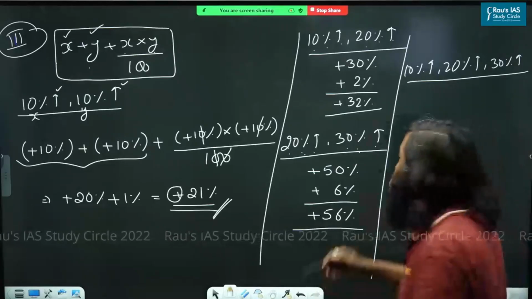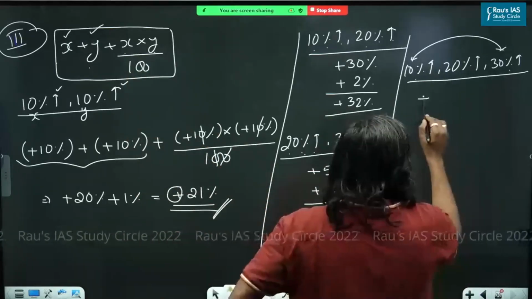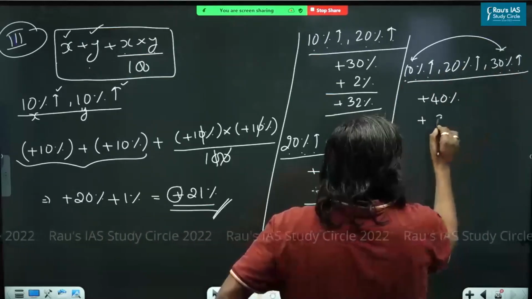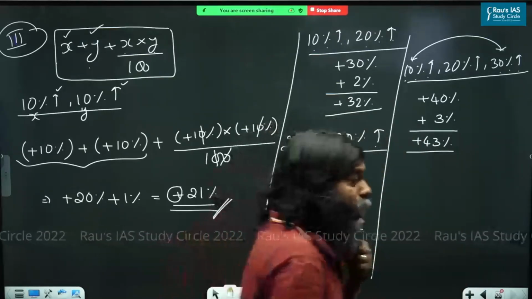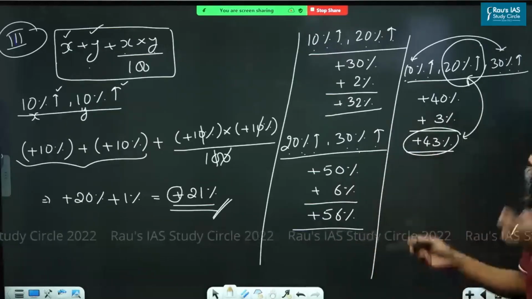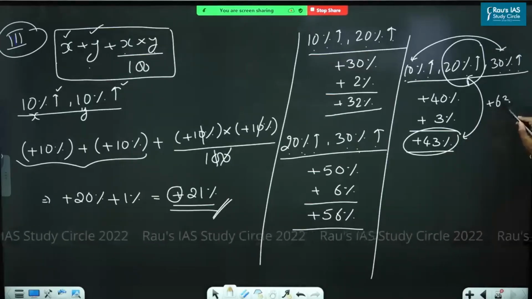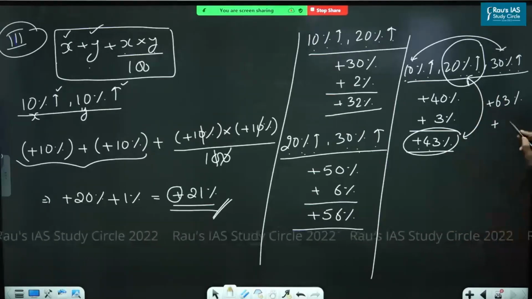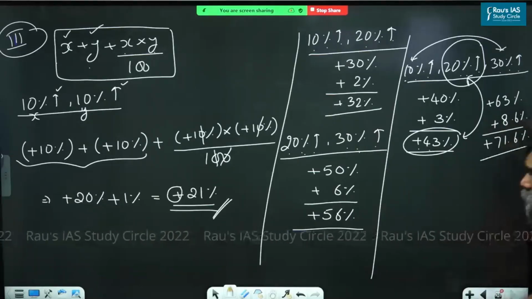For example, I am considering these 2. First, apply this formula: plus 10 plus 30, that is plus 40. Then plus into plus is plus: 10 into 30 is 300, divided by 100 is 3. So what is the net? 43%. Whatever you get, combine with the left out one. Now, one more time apply the formula. Anyone is X, anyone is Y. Plus 43 plus 20, plus 63%. Plus into plus is plus: 43 into 20 is 860, divided by 100 is 8.6. So the net is 71.6%. Are you understood this?